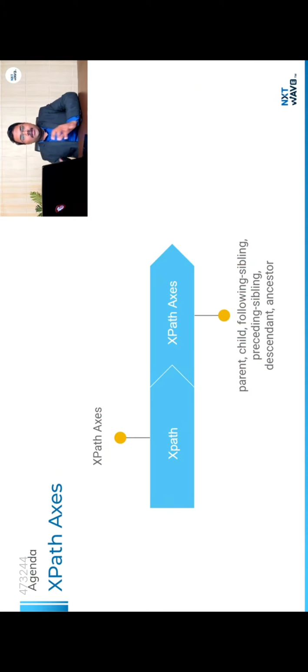Moving on, in this particular session, we're going to talk about another approach using the XPath locator called the XPath Axes. And in that, we'll look at a few aspects like parent, child, following sibling, preceding sibling, descendant, ancestor, and so on and so forth. So let's get started.